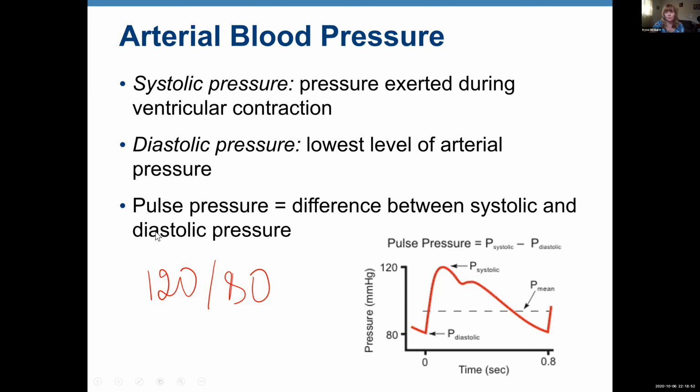Now, what is pulse pressure? Do not confuse it with your pulse. Pulse is completely different. This is called pulse pressure, and it is the difference between systolic and diastolic pressure. So if I have this patient, what would be my pulse pressure? My pulse pressure would be 120 minus 80, and it would be 40, if I subtract it correctly. So that would be pulse pressure.